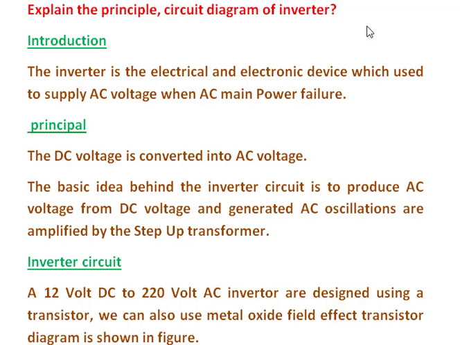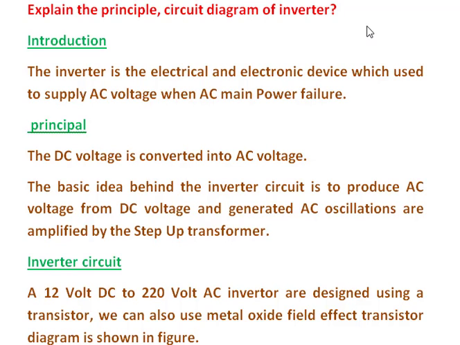What is the principle of this inverter? It just converts DC voltage into AC voltage. The DC voltage is already stored in batteries, lead acid batteries, and other rechargeable batteries. So the inverter circuit converts the DC voltage into AC voltage. The basic idea behind the inverter circuit is to produce AC voltage.